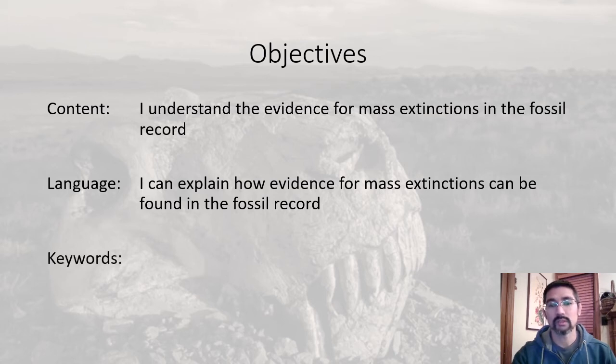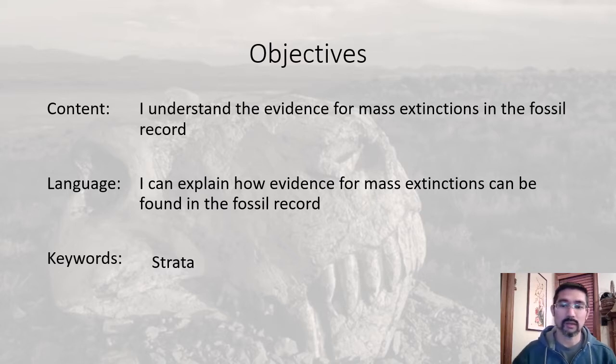Our first keyword is strata. Now strata is something that I talked about in our last slide, and strata is simply a layer of sediment from the same time period. And one thing that I should clarify about strata is strata is going to be different in different places. So strata in the ocean is going to be different than strata in a riverbed, but if they're from the same time period, they're the same strata.